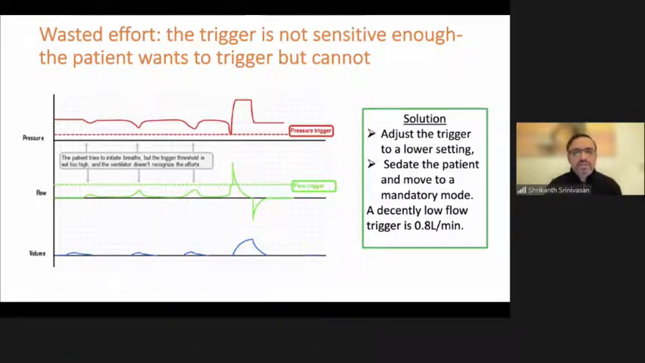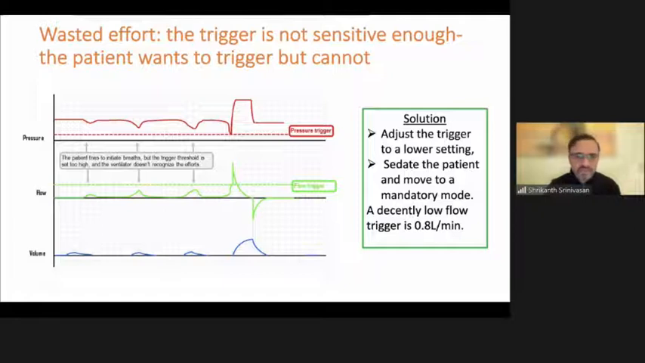Or if you feel that the patient is in a weaning stage and there are a lot of ineffective breaths, then obviously we have to adjust the trigger to a lower setting. A decently lower setting would be a flow trigger of around 0.8 liter per minute. Normally we set it around 1 to 2. We can go down to 0.8 as well. So we should be wary of this kind of ineffective efforts, and at what stage of the patient's condition this arises.